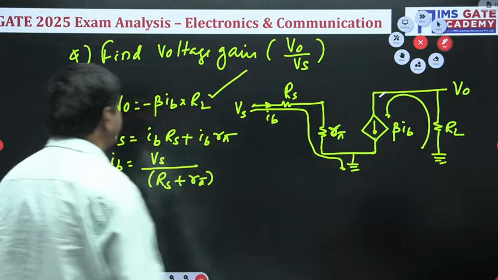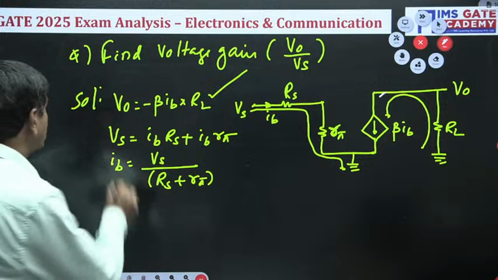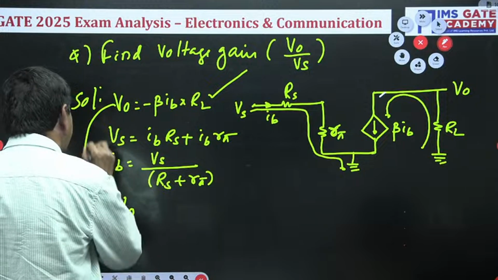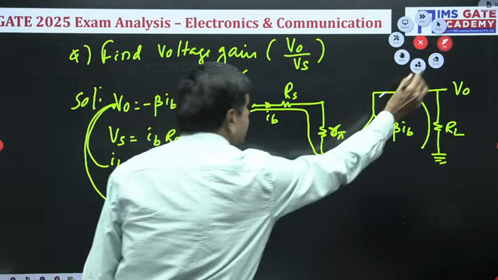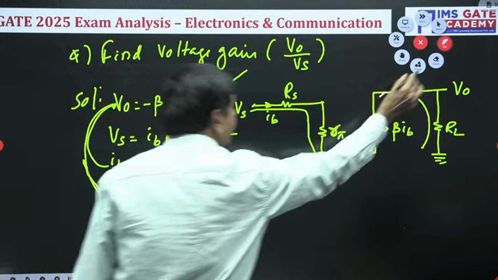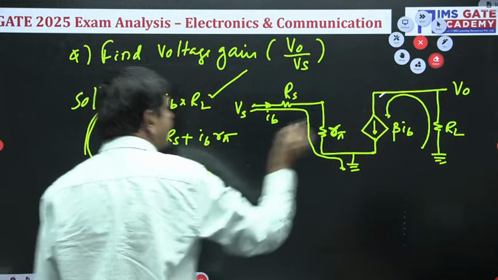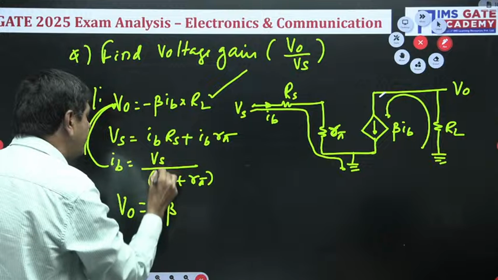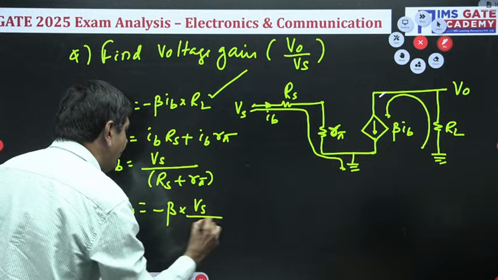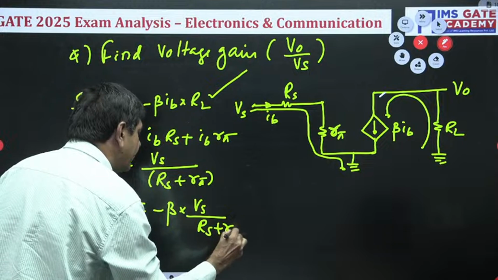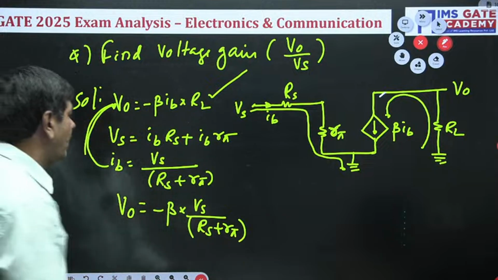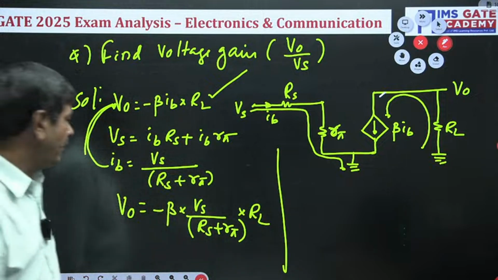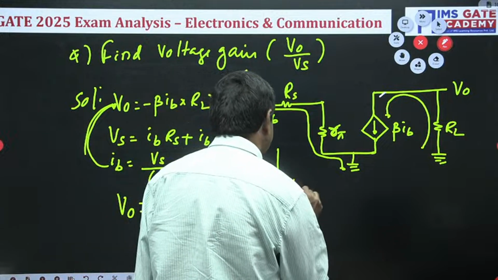My aim is to find the voltage gain. So V0 is nothing but, substituting here, I'll get this value. Understand my point? I'm completing, just wait one minute. V0 is nothing but minus beta into IB, and IB is nothing but Vs by RS plus RPI, into RL. Thereby we require V0 by Vs, the voltage gain.